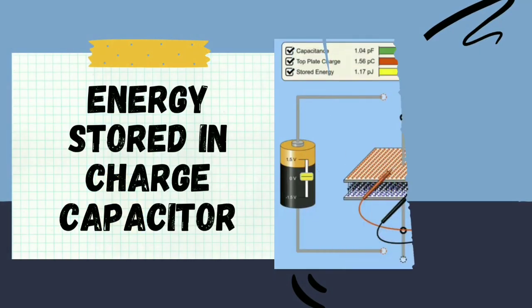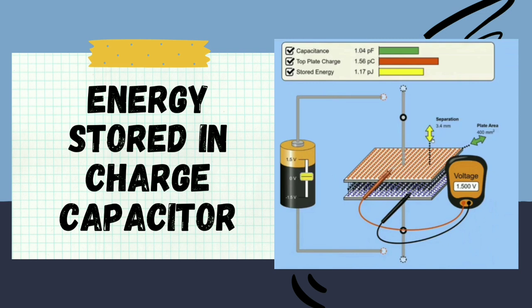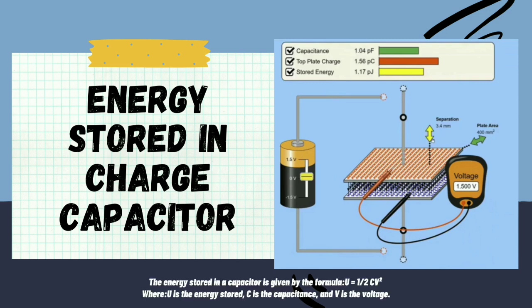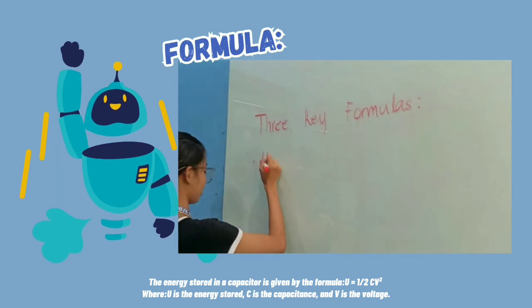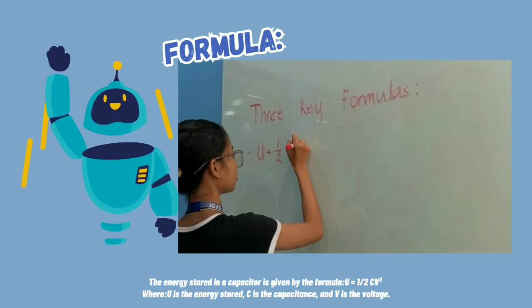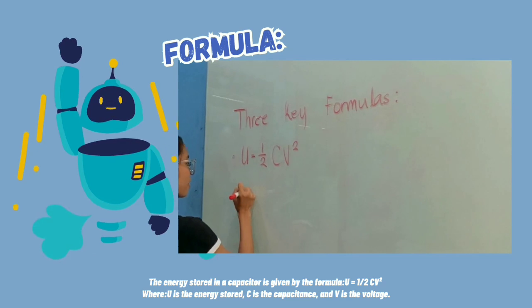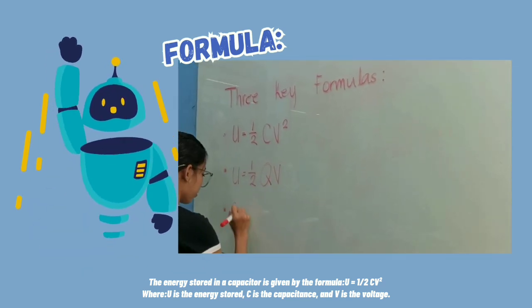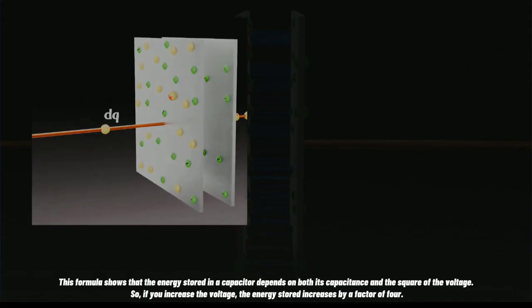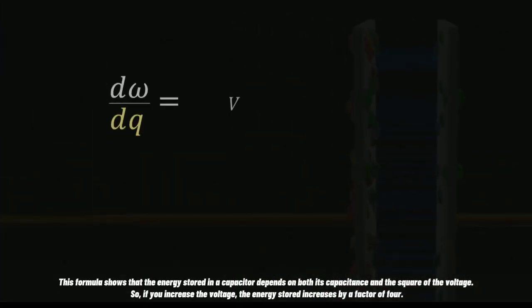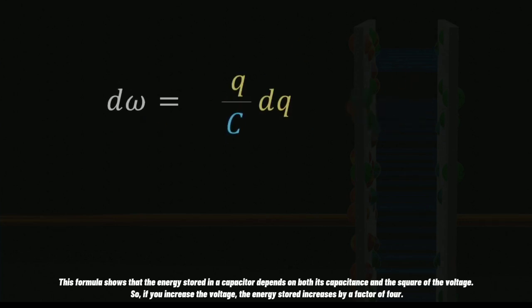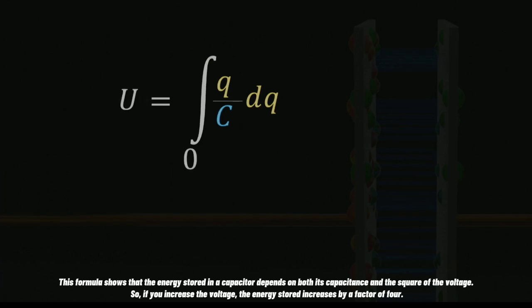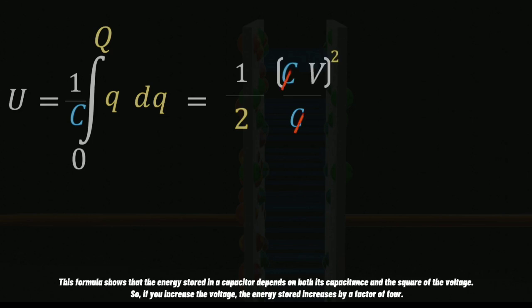Now, let's talk about the energy stored in a charged capacitor. The energy stored in a capacitor is given by the formula U equals 1 divided by 2 CV squared, where U is the energy stored, C is the capacitance, and V is the voltage. This formula shows that the energy stored in a capacitor depends on both its capacitance and the square of the voltage. So, if you double the voltage, the energy stored increases by a factor of 4.